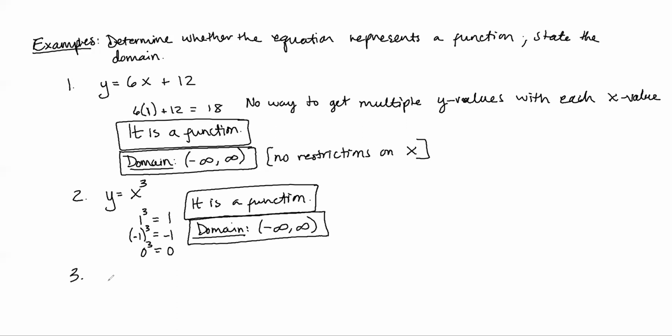Let's go ahead and try another one. So this next one, we're given y equals 3 over x. Now again, for this one, if I plug in a value for x, is there any way for me to get multiple y values? Well, if I did 3 over 1, that would just give me 3. If I did 3 over -1, that gives me -3. Since we're using division, there's no way you can get more than one solution. So again, this one is a function.